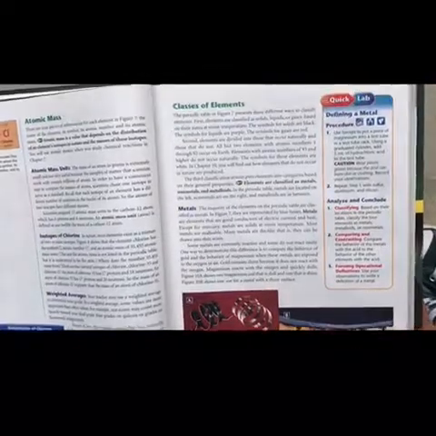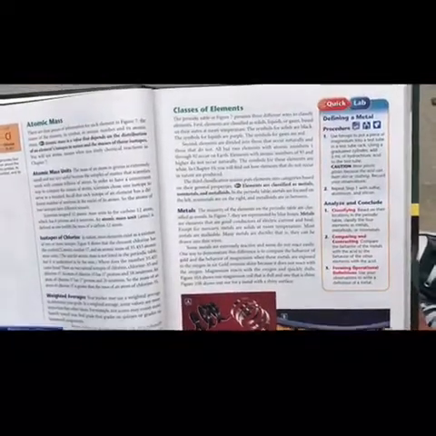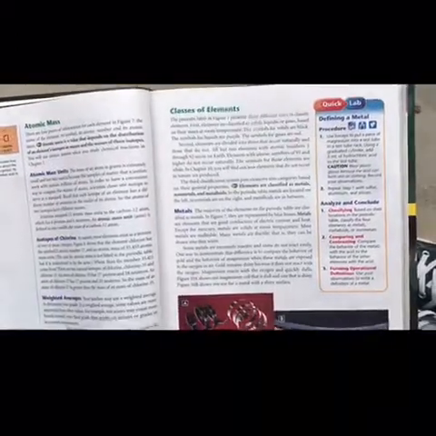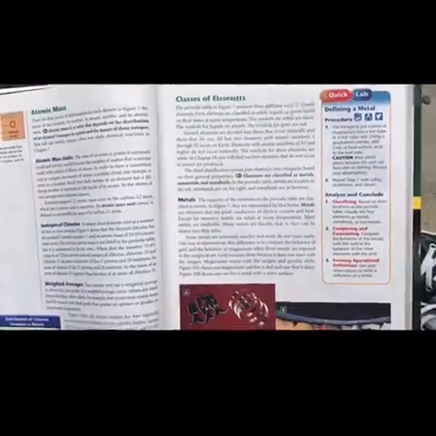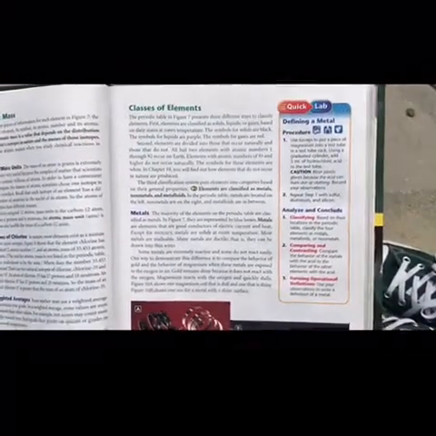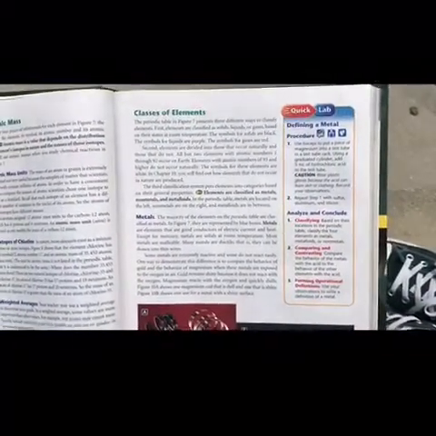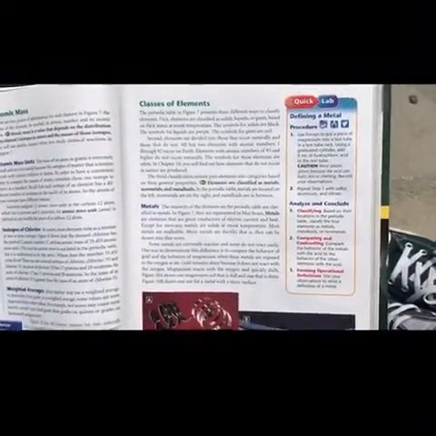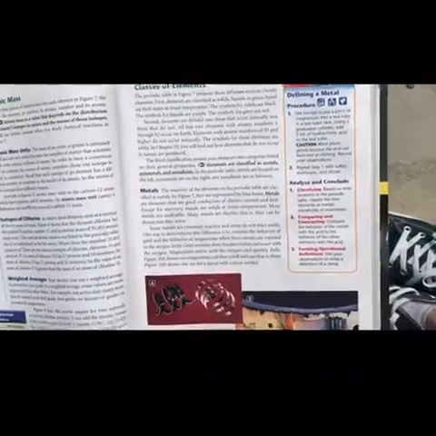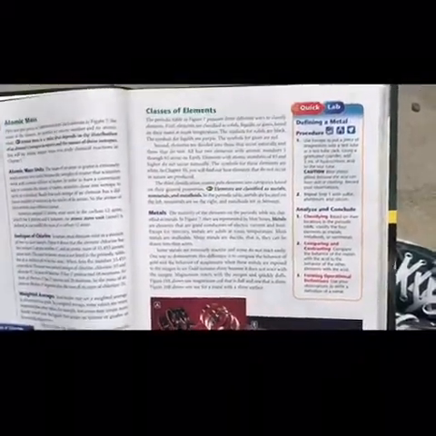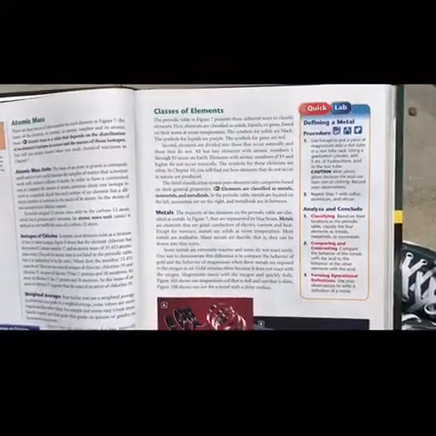In Chapter 10, you will find out how elements that do not occur in nature are produced. The third classification system puts elements into categories based on their general properties. Elements are classified as metals, nonmetals, and metalloids. In the periodic table, metals are located on the left, nonmetals are on the right, and metalloids are in between. Metals. The majority of the elements on the periodic table are classified as metals. In Figure 7, they are represented by blue boxes.